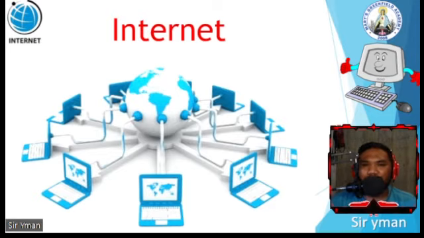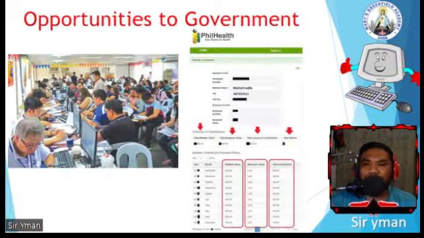So, like I said, the internet has brought new opportunities to governments, businesses, and educational institutions. Governments use the internet for international communication, distribution of information, and automated tax processing. Here, I think this is the revenue office of the government. This one is PhilHealth.